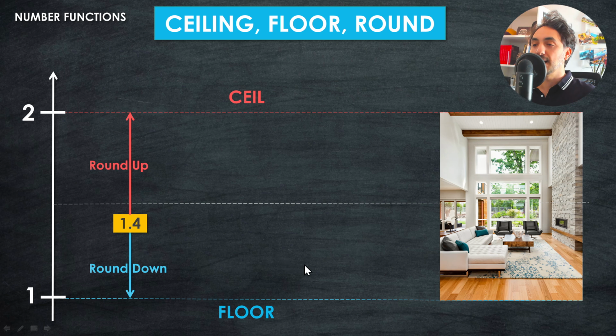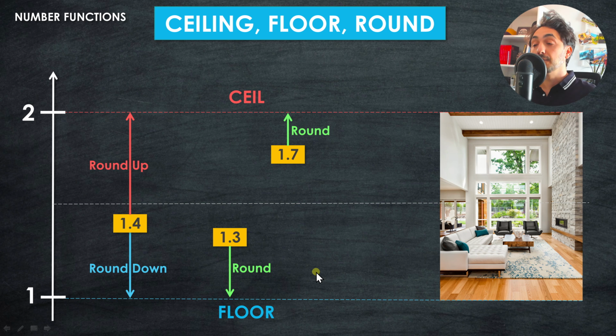Let's have the following example. Let's say we are at 1.3. If you use round, we're gonna go to the nearest neighbor. The nearest neighbor is gonna be the 1. So the round is gonna move the value to 1. But now let's take another value, 1.7. So here the nearest neighbor is not the floor, it is the ceiling. So it's nearer to 2. If you use the round function, it's gonna convert it to 2.